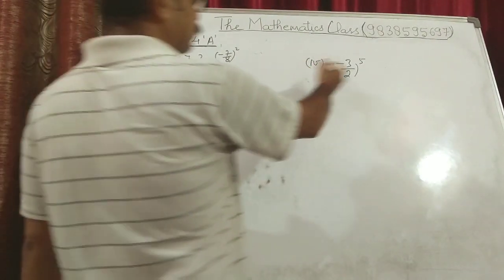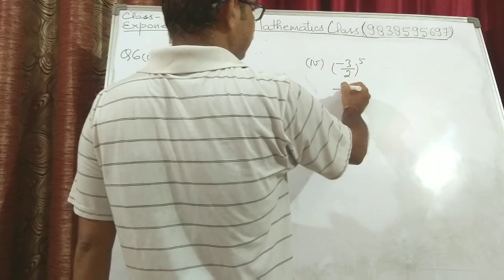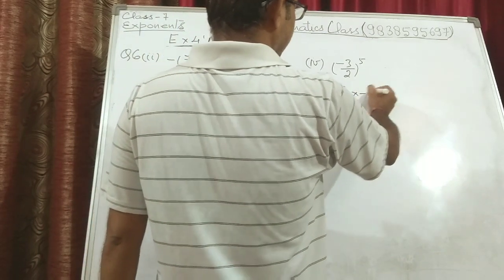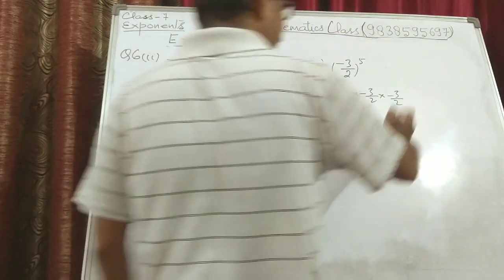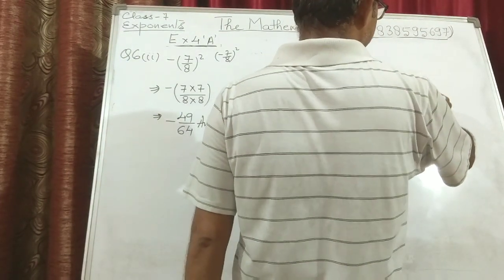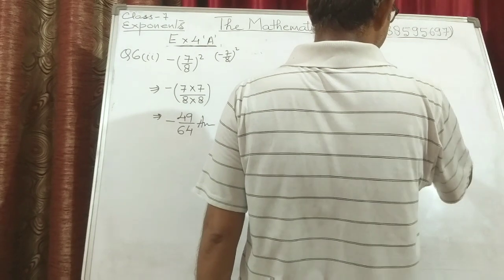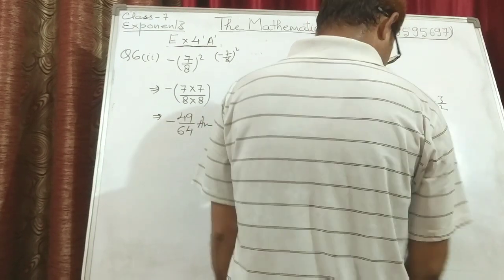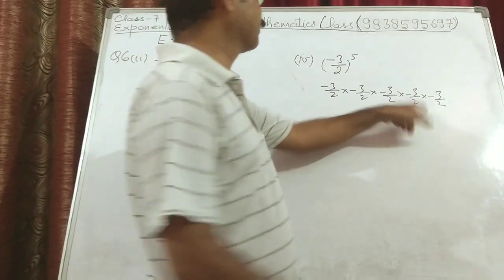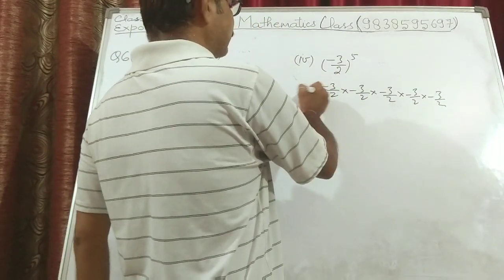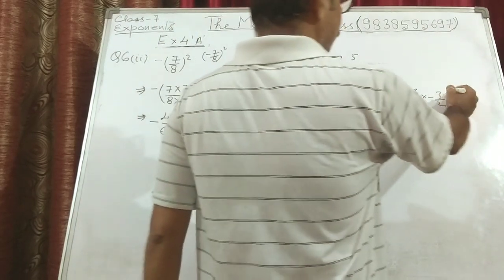Now let's talk about the fourth part, minus 3 upon 2 to the power 5. It means minus 3 upon 2 into minus 3 upon 2 into minus 3 upon 2 into minus 3 upon 2 into minus 3 upon 2. Now this is 1, 2, 3, 4, 5 to the power 5. So I have written it in the expanded form.